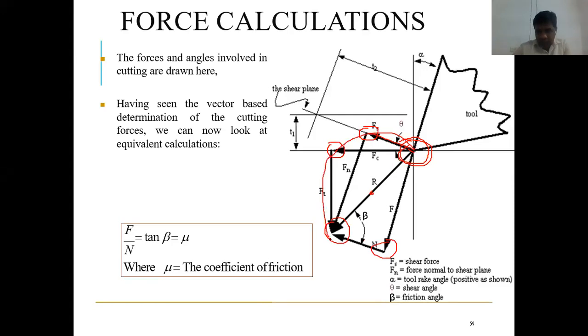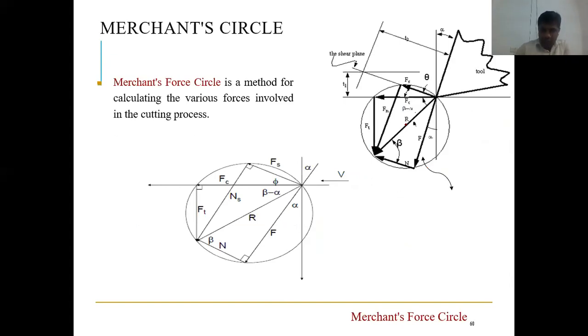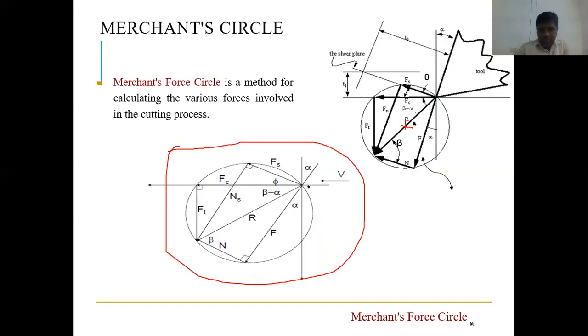This circle was proposed by Merchant, so we call it the Merchant circle. The angular relationships are called the Merchant equations. We saw this in the last class. We take this point as the center and construct one circle, which passes through all the important points. This is exactly the Merchant circle, and these relations are the Merchant relations. Some books mention it as the Merchant force circle, and some textbooks mention it as the Merchant circle.